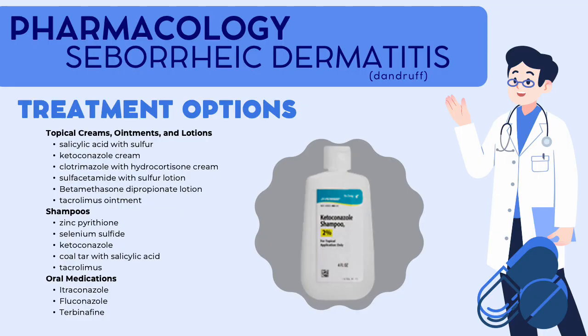Seborrheic dermatitis can be treated with pharmacological options, and these treatment options include topical creams, ointments, and lotions, such as salicylic acid with sulfur, ketoconazole cream, clotrimazole with hydrocortisone cream, sulfacetamide with sulfur lotion, betamethasone dipropionate lotion, tacrolimus ointment. Also, they can be prescribed different types of shampoos. It's very common to be prescribed ketoconazole for seborrheic dermatitis, but there's also selenium sulfide, ketoconazole, which we just went over, coal tar with salicylic acid, and other oral medications such as itraconazole, fluconazole, and terbinafine can also be prescribed.